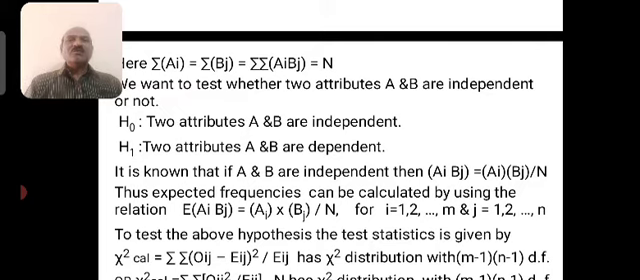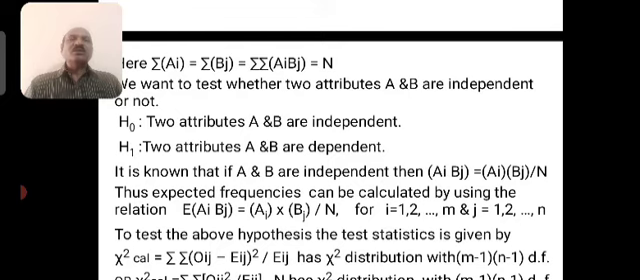So the cell frequency of AiBj can be obtained if they are independent: the product of the row total Ai and the column total Bj, divided by the total frequency N, is the relation between A and B when they are independent. The expected frequency can be obtained using this relation. Therefore E means the expected frequency of AiBj.